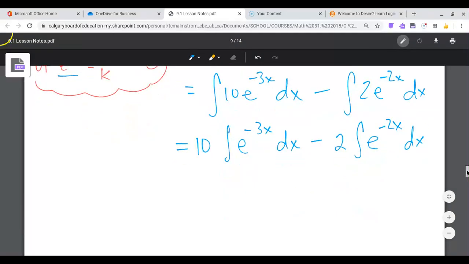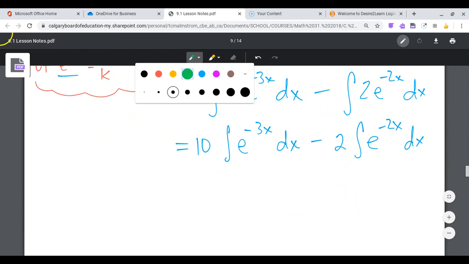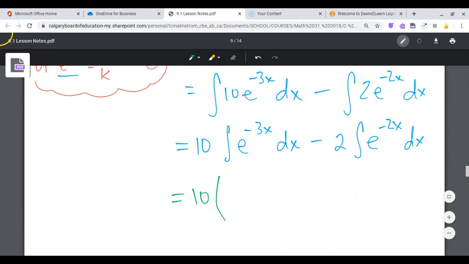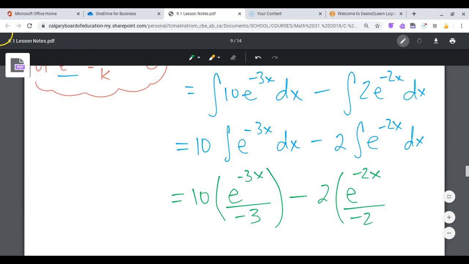In this case, the first one, the k value is negative 3, and the second one, the k value is negative 2. So this is going to be 10 times the antiderivative of e to the negative 3x, which is e to the negative 3x, the same, divided by that coefficient on x, so negative 3. Then subtract 2 times the same thing for the second one. We have e to the negative 2x divided by the coefficient on that x, which is negative 2, and then plus c, and then we just tidy it up.